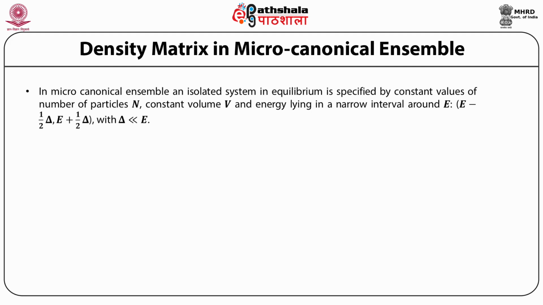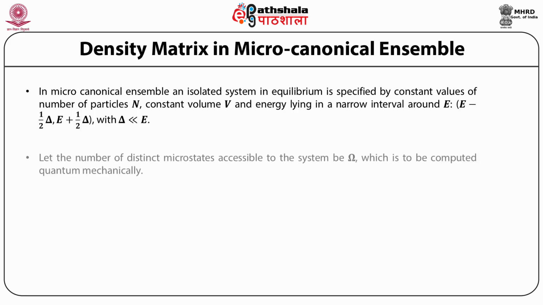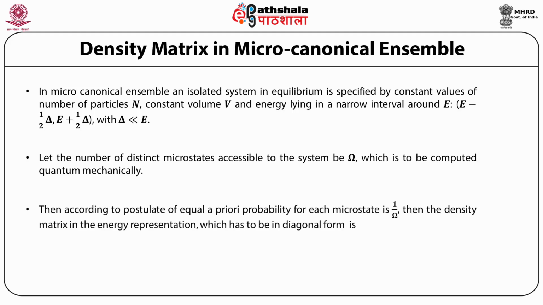In microcanonical ensemble, an isolated system in equilibrium is specified by constant values of number of particles N, constant volume V, and energy lying in a narrow interval around E, that is, within the interval E minus half delta and E plus half delta, with delta very much less than E. Let the number of distinct microstates accessible to the system be omega, which is to be computed quantum mechanically. Then, according to the postulate of equal a priori probability for each microstate, this probability is 1 upon omega.